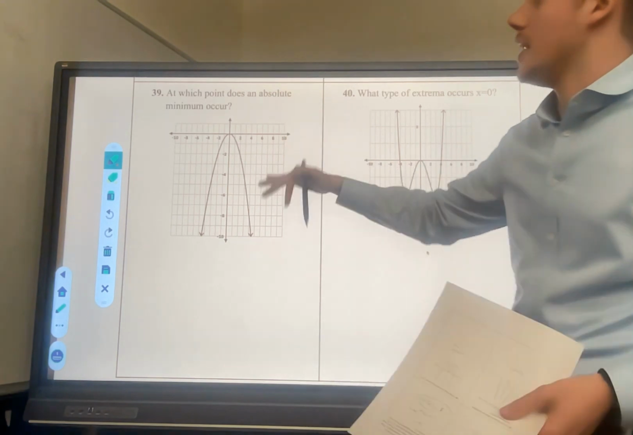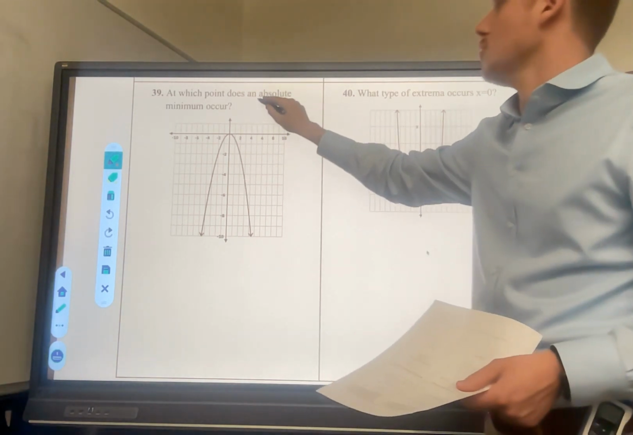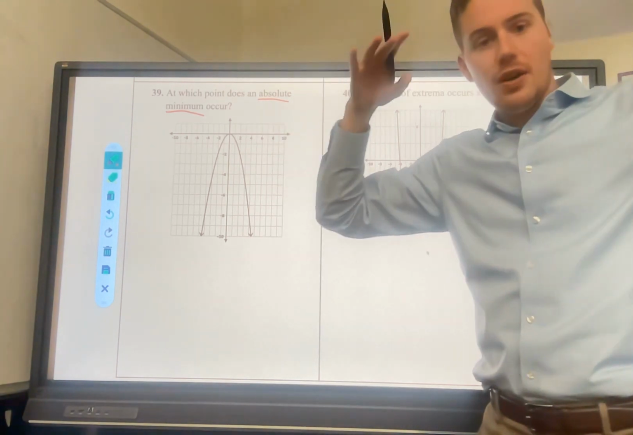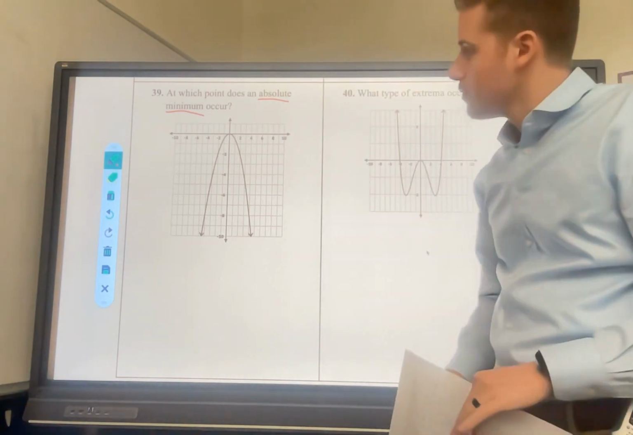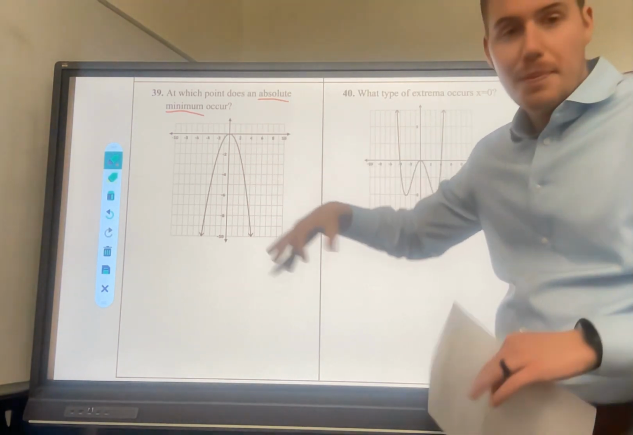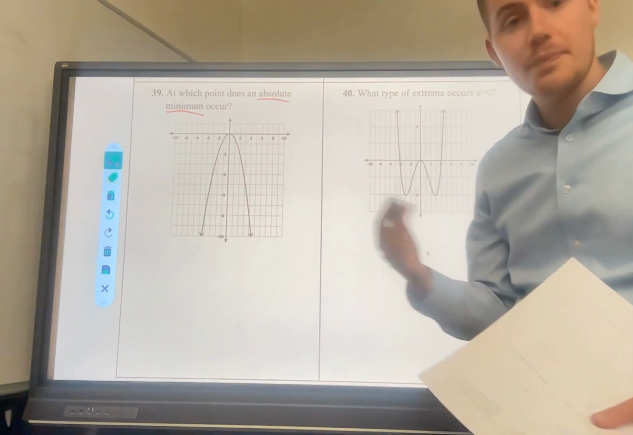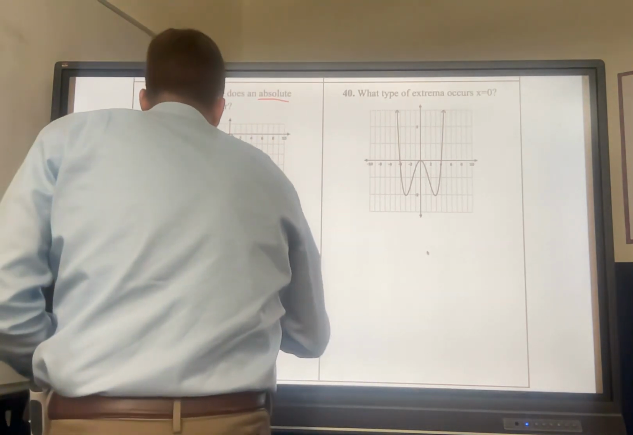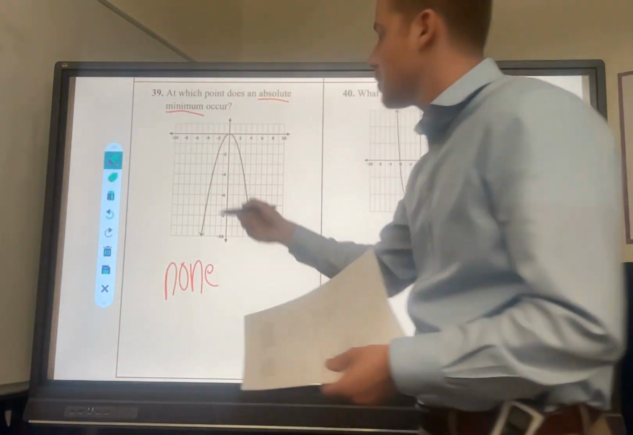So I've got a function, and it says, at what point does an absolute minimum occur? So absolute minimum means the lowest possible point. And in the case of this question, we have an absolute maximum up here, but we don't have an absolute minimum. So the answer to this question is simply none. There is no absolute minimum here.